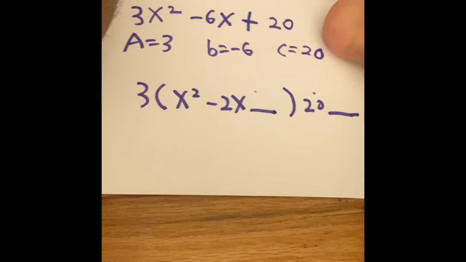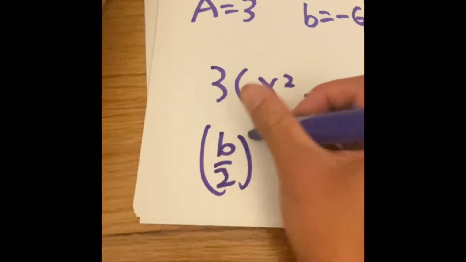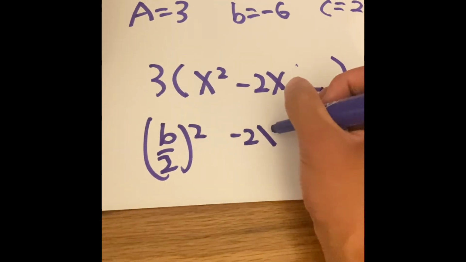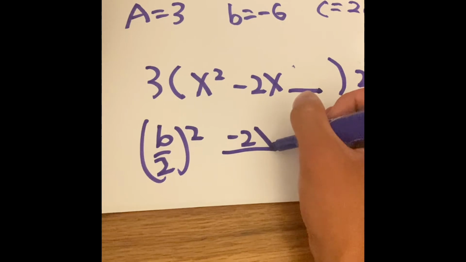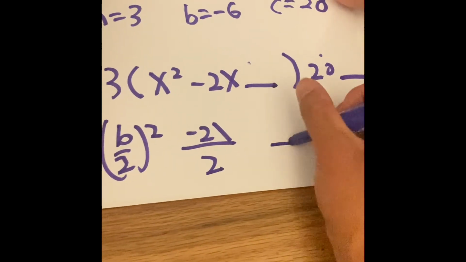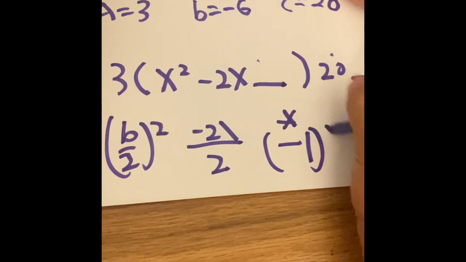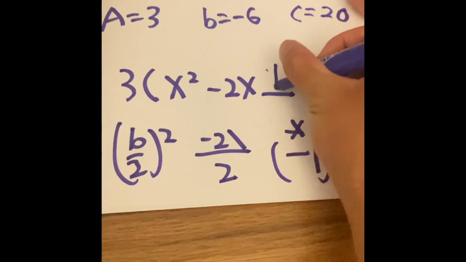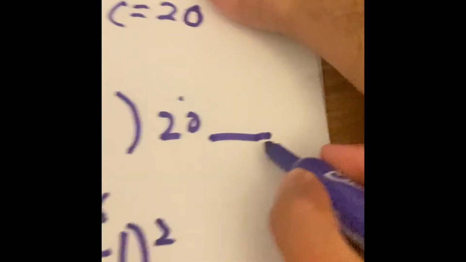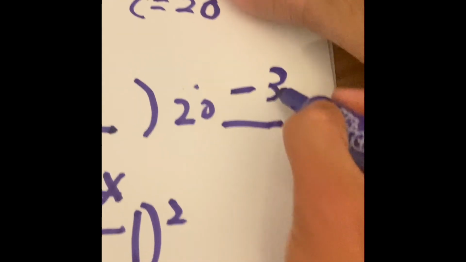The next thing we got to do is use the formula b over 2 squared. So we have negative 2x, well, just negative 2, divide that by 2, that's going to be negative 1. And negative 1 squared is going to be a positive 1. But since we put a 1 right here, we are not going to put a 1 right there. We are going to put a negative 3 over here.